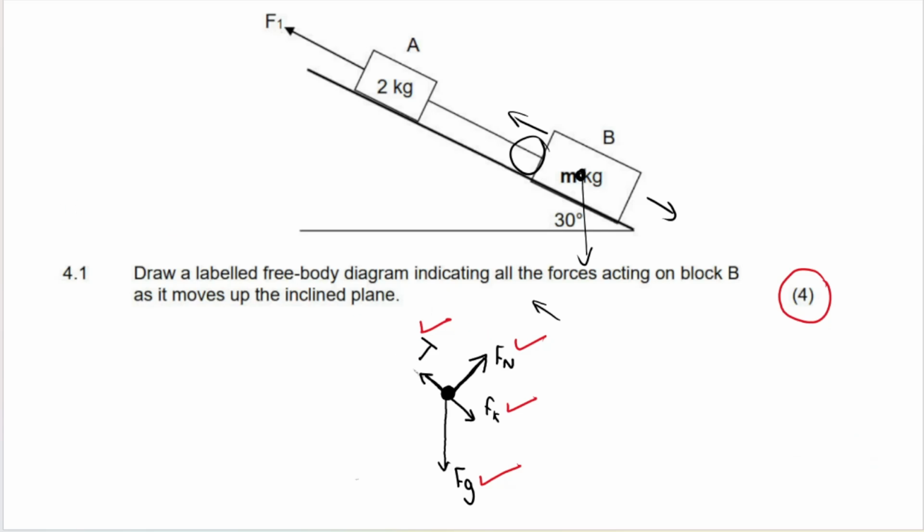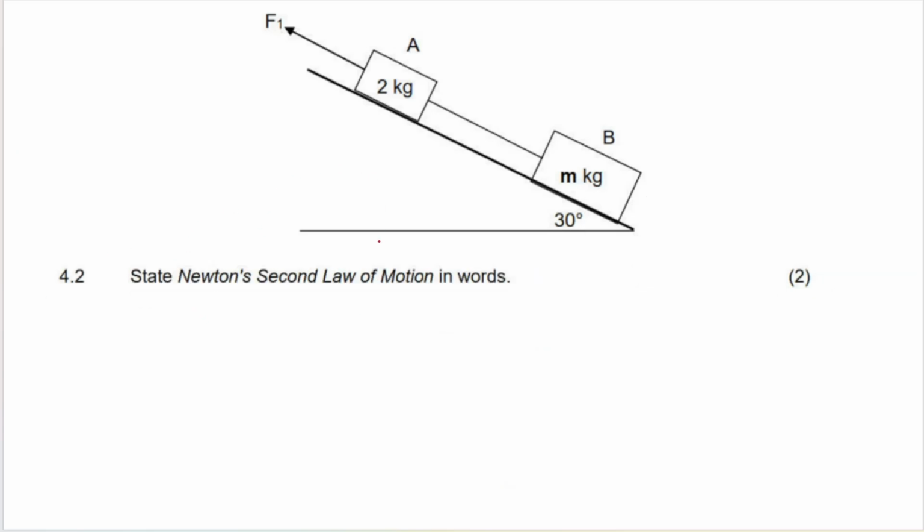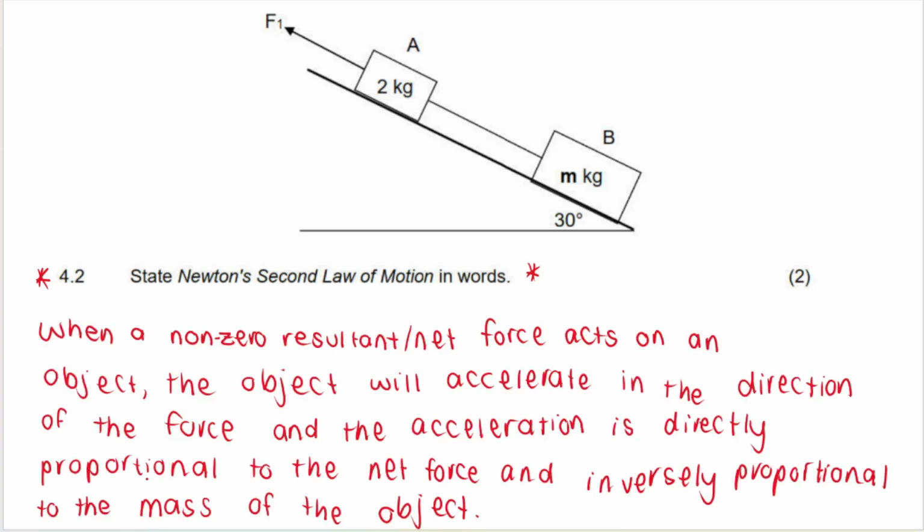Right, our second question wants us to define or state Newton's second law of motion in words. So this is a definition that you need to know. This one pops up all the time in grade 11 and in grade 12. So there it is. I took it from exam guidelines. It's very important that you say a non-zero. So this is a phrase that they added in relatively recently into the exam guidelines, and they want you to say when a non-zero resultant or net force acts on an object. So you can choose between the words resultant or net force, but you have to say one of them. You have to say non-zero.